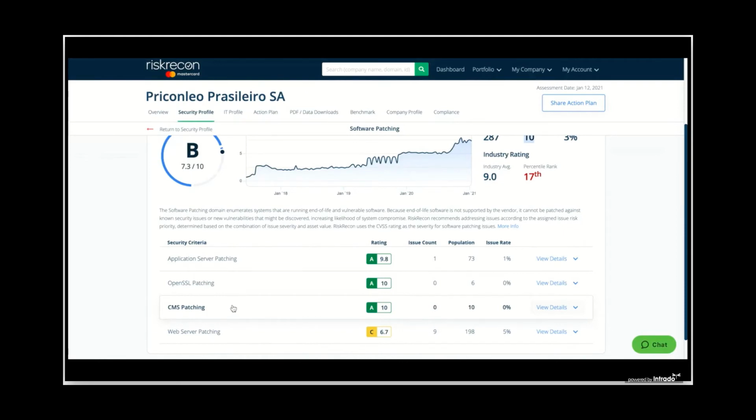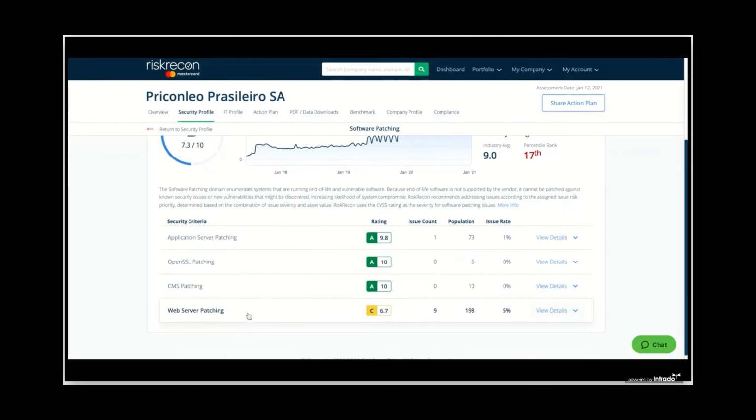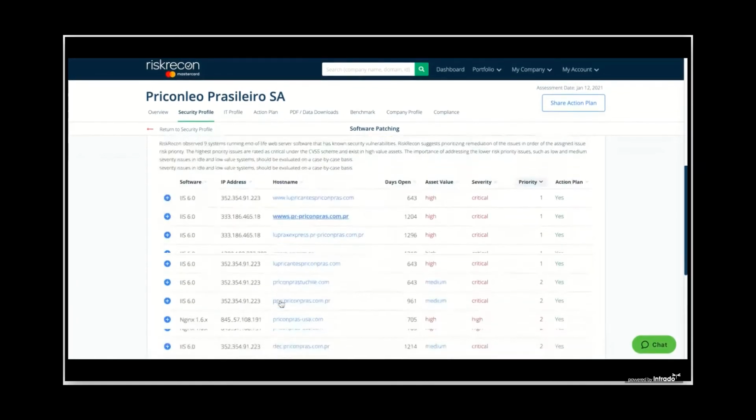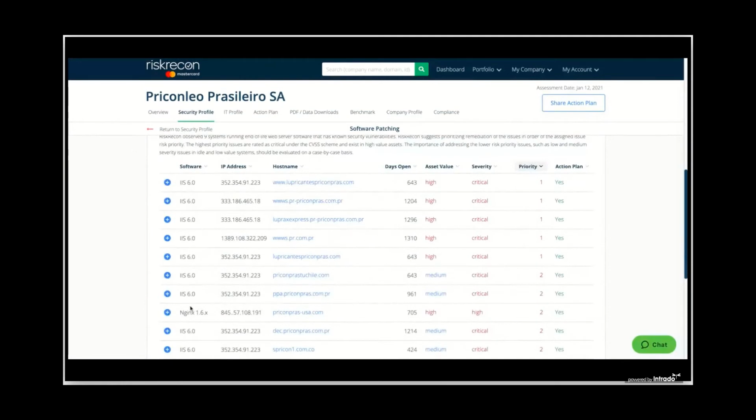Web server patching, the rating is a bit lower, and if I were to expand that out, well, actually first, if I were to look at the statistics, a population of 198, an issue count of 9, so a 5% issue rate within web server patching. If I expand that out and take a closer look, in this case, I'm seeing the full version of software, IP address of the system. I realize those are not valid IP addresses.